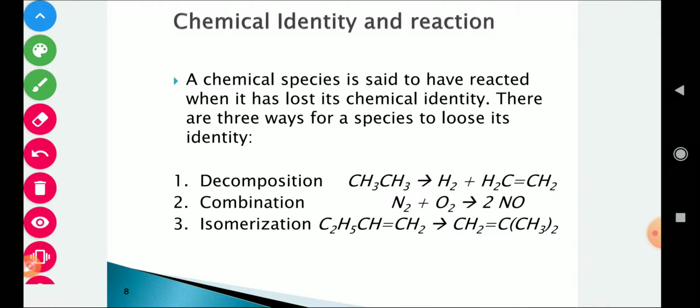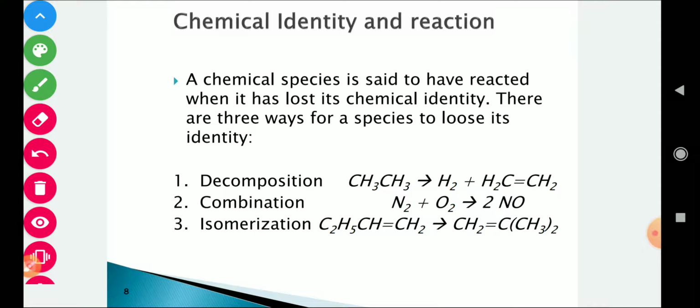The chemical identity and reaction. A chemical species is said to have reacted when it has lost its chemical identity. There are three ways for a species to lose its identity. They may be through decomposition, combination, or isomerization reaction.